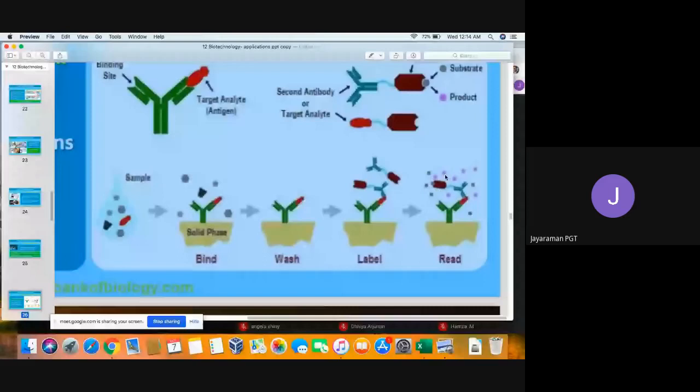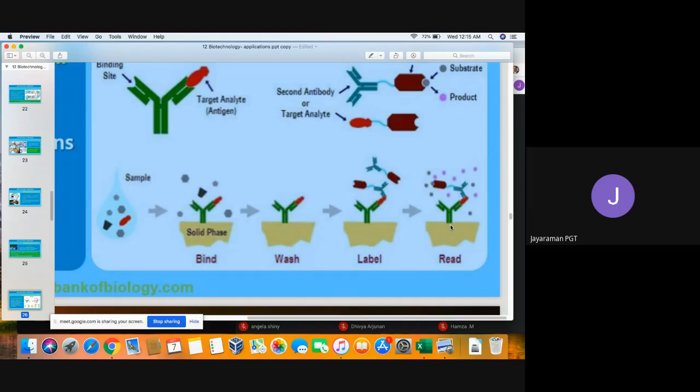Because we washed here, when you wash, the excess enzyme, the free enzymes, will go out. So only the attached enzyme will be there. After washing, the enzymes are still there. That means the color is changed because of the enzyme. The enzyme is still attached to the antibody. If antibody is there, attached means there should be antigen. So definitely the person is having antigen.